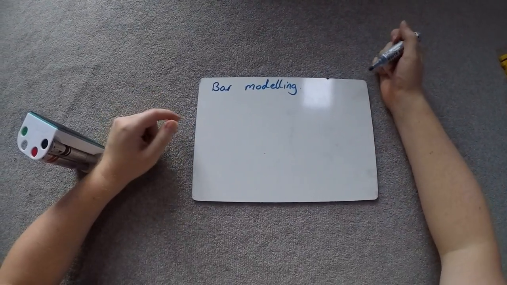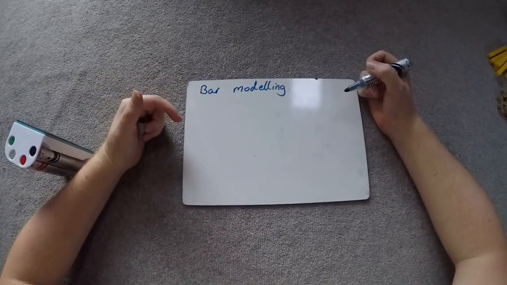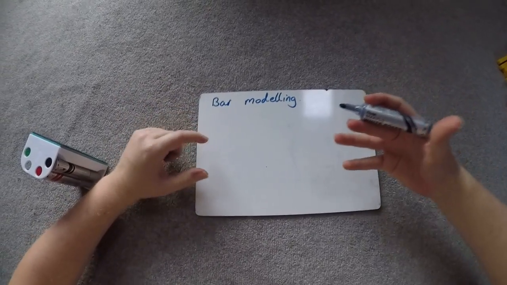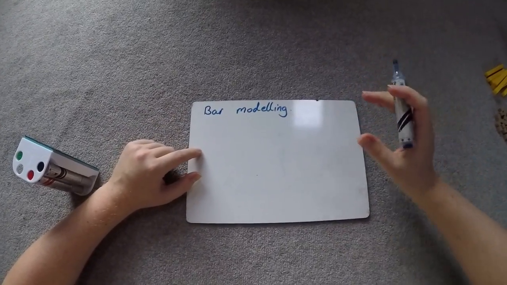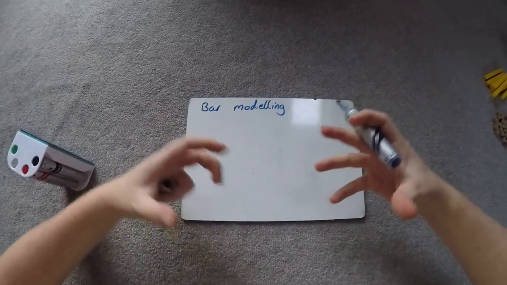Okay, hi. Today we're going to be thinking about bar modelling. Now, bar modelling is a fairly new way of thinking about things, but it just offers us a different way of visualising the problem, particularly when it comes to word problems where you're trying to draw out the information and put it into a way that's more familiar to us.